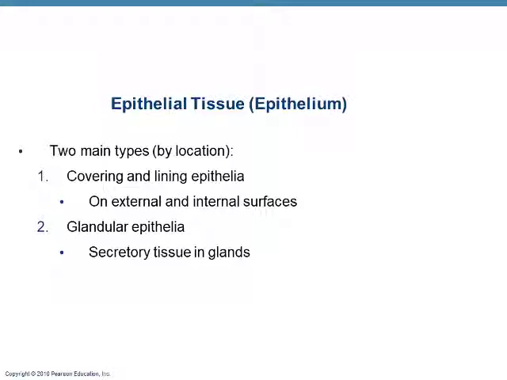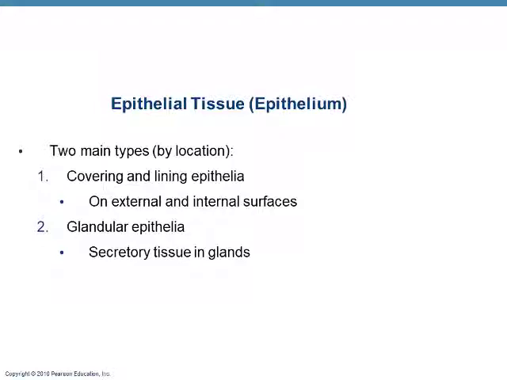Number 1, covering and lining, that I have explained to you a few minutes ago. Outer covering of the body, inner lining of the tube-like or hollow organs. Okay, so covering and lining epithelium. Also, epithelial tissue is found inside the glands. So, glandular epithelium inside the glands. They secrete the chemicals. So, that is by location.